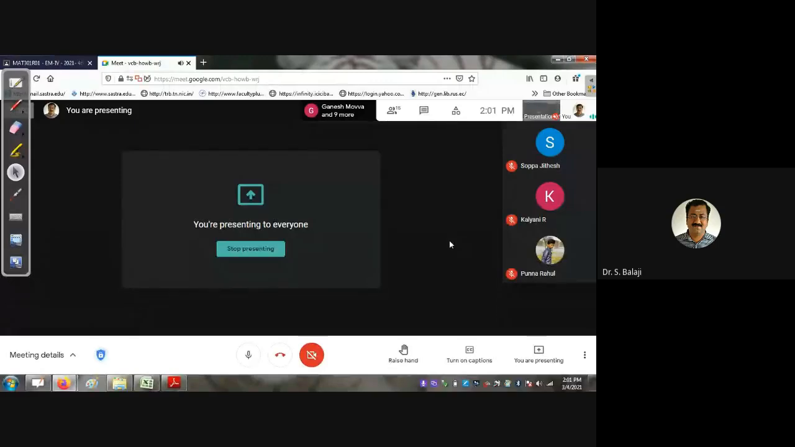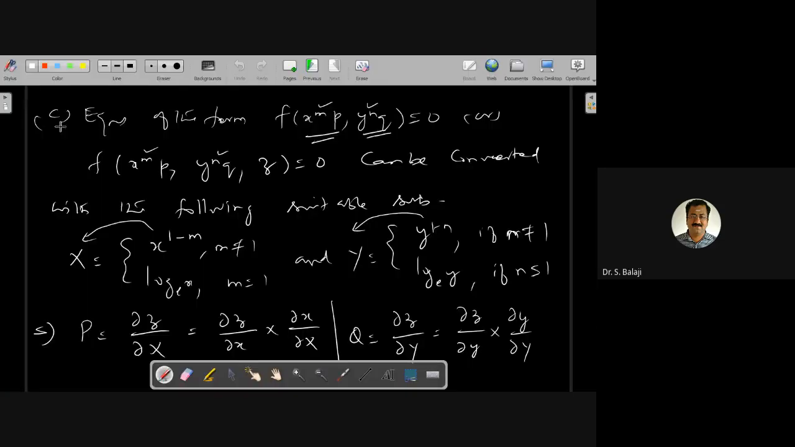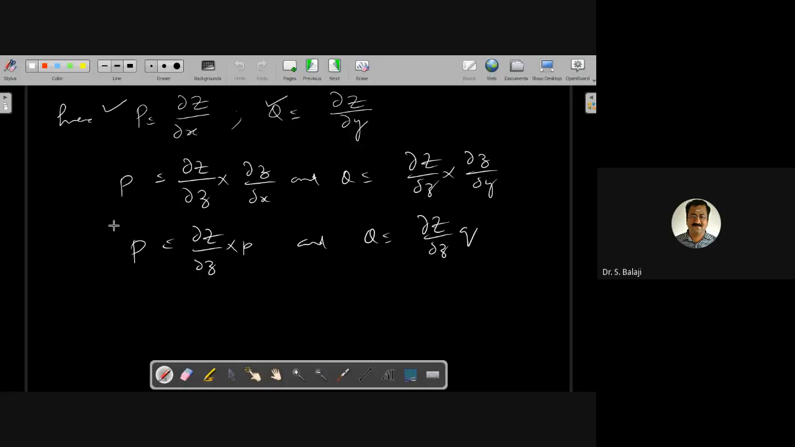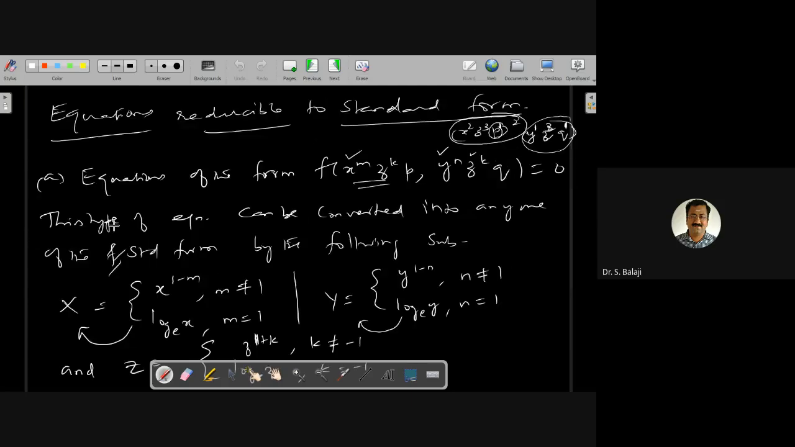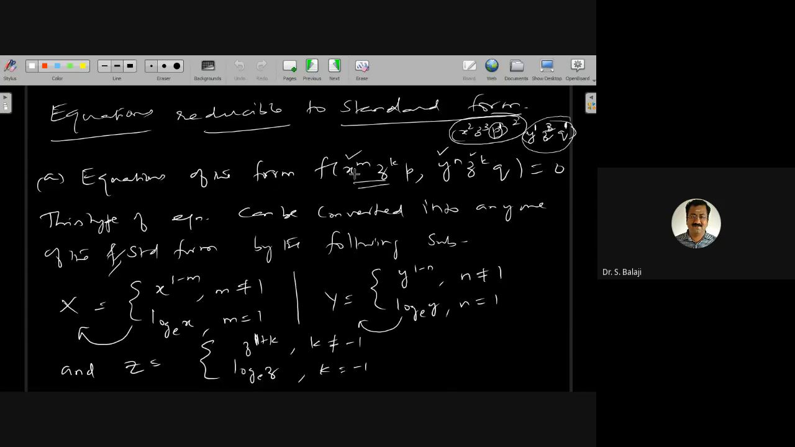On engineering mathematics 4. In the last class we have seen the basic four standard types, and we have also considered one idea. Suppose some PDEs are not in the standard form, but they can be converted into standard form with the help of some suitable substitutions. What type of equations are we going to consider here?